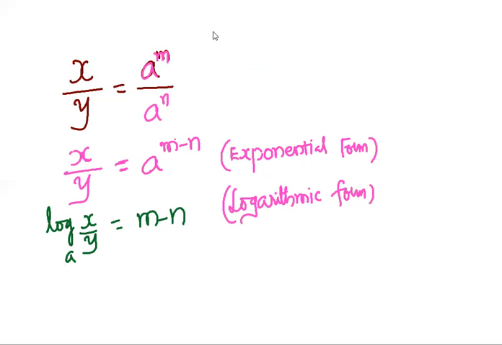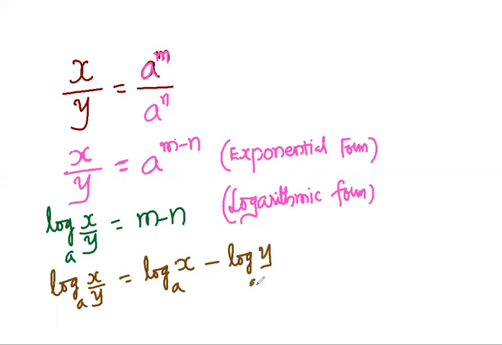Then what is m, what is n? We have to substitute here. Logarithm of x by y base a is equal to m minus n, where m means logarithm of x base a, and n means logarithm of y base a, from 1. Just now we have done this. So in this way we can prove this quotient rule.